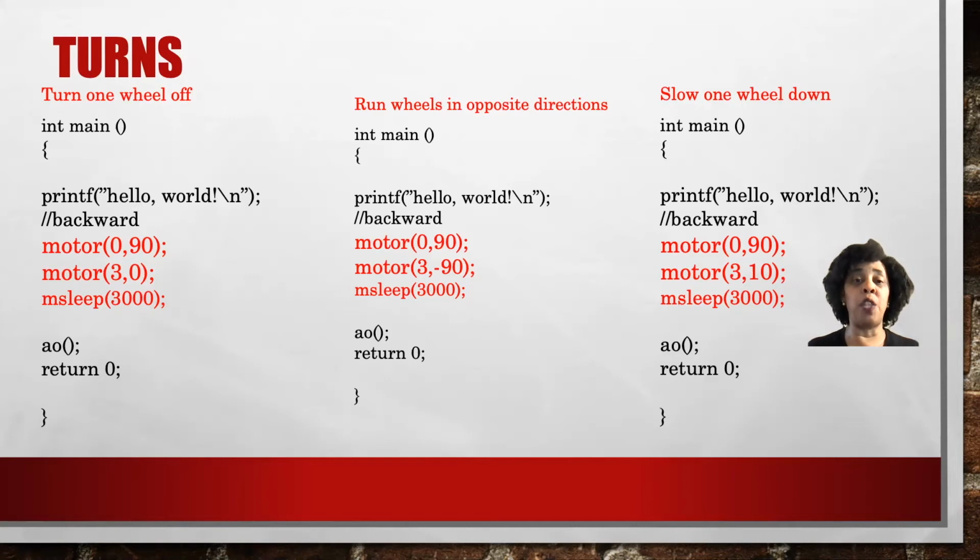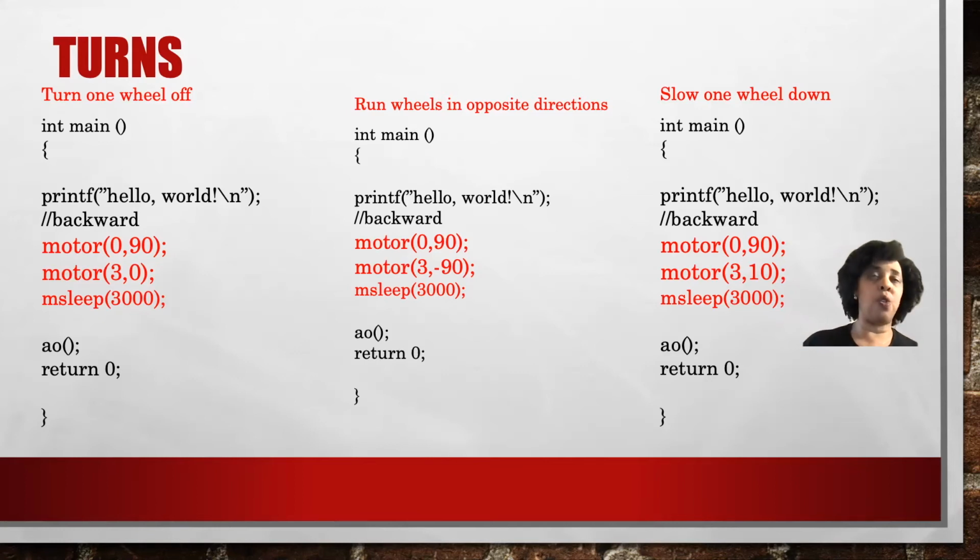Same thing with, I can run the wheels in opposite directions and it's going to cause a turn. So in this one, I have one wheel going forward and one wheel going backwards. Okay. And I made a mistake because I did not change my pseudocode. As you can see, it all says backwards. It should say turn left, turn right. So you want to change your pseudocode to make sure that it says the right thing. And then I have it going for 3,000 milliseconds.